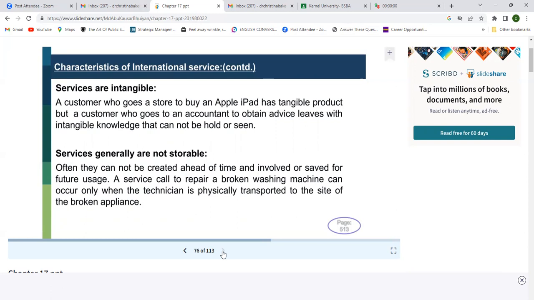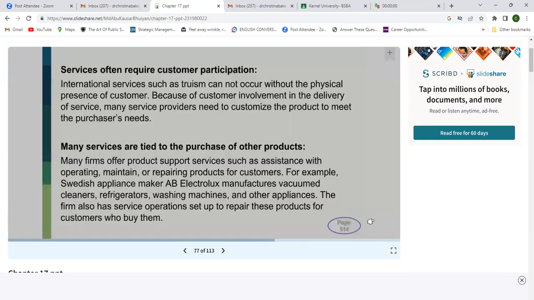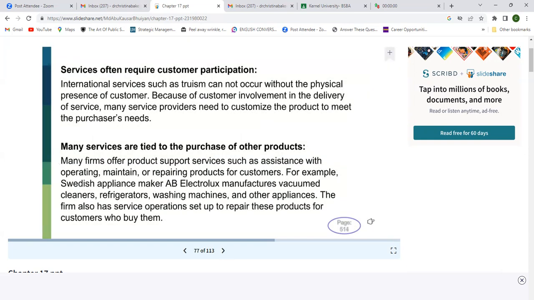Often they are created ahead of time and saved for future usage. A service call to repair a broken washing machine can occur only when a technician is physically transported to the site of the broken appliance. Services often require customer participation. International services like tourism cannot occur without the physical presence of a customer.